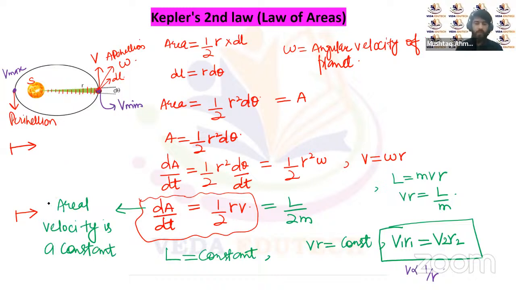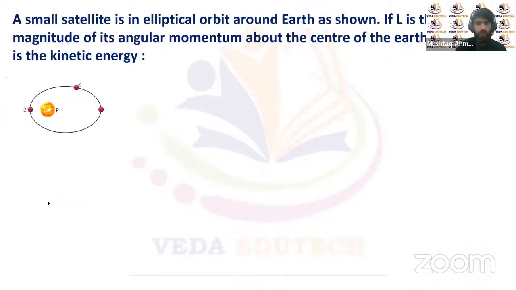We can say areal velocity is half RV, or that's equal to L upon 2m. From here we can also conclude that the angular momentum is a constant in case of planetary motion about the sun. Now let's use the same concept, or the same law, to solve this question.